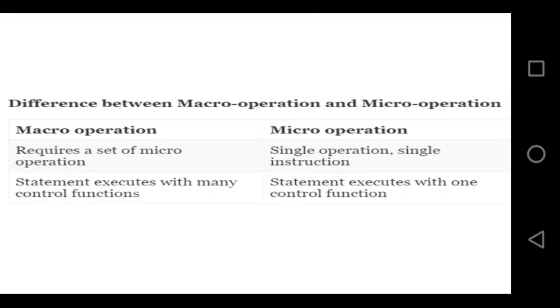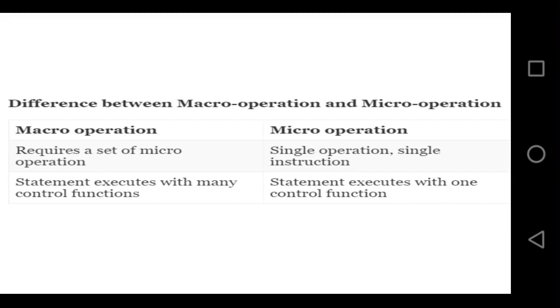Next we have macro operation. Macro operation means a set of micro operations. It is so simple. Macro operation means a set of micro operations. I hope you understand. Now a set of macro operations is nothing but one instruction.